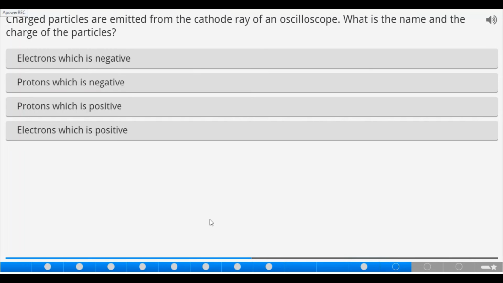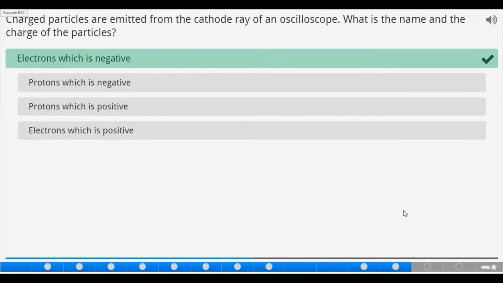Now, looking at this question again, charged particles are emitted from the cathode ray of an oscilloscope. What is the name and the charge of the particles? When we are dealing with a cathode ray oscilloscope, the major charge that is usually emitted is an electron. And don't forget, I made mention that electrons are always negatively charged. While the other ones, the proton is positively charged, and the neutron is electrically neutral, that is, no charge. So whenever you see an electron emitted from a cathode ray oscilloscope, it is always negative. So we pick that and check. That is correct.